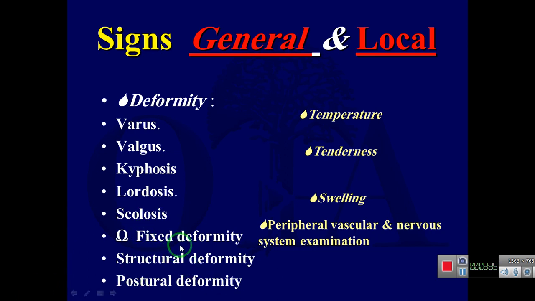What is meant by fixed deformity? Fixed deformity means that one particular movement cannot be completed. Thus, if the knee can be flexed fully but cannot be extended fully, it is said to have a fixed flexion deformity. And we have structural and postural deformity. Structural deformity is a fixed type of deformity, I mean the patient cannot correct it by himself, while postural is a deformity which the patient himself can correct by his own muscular effort.